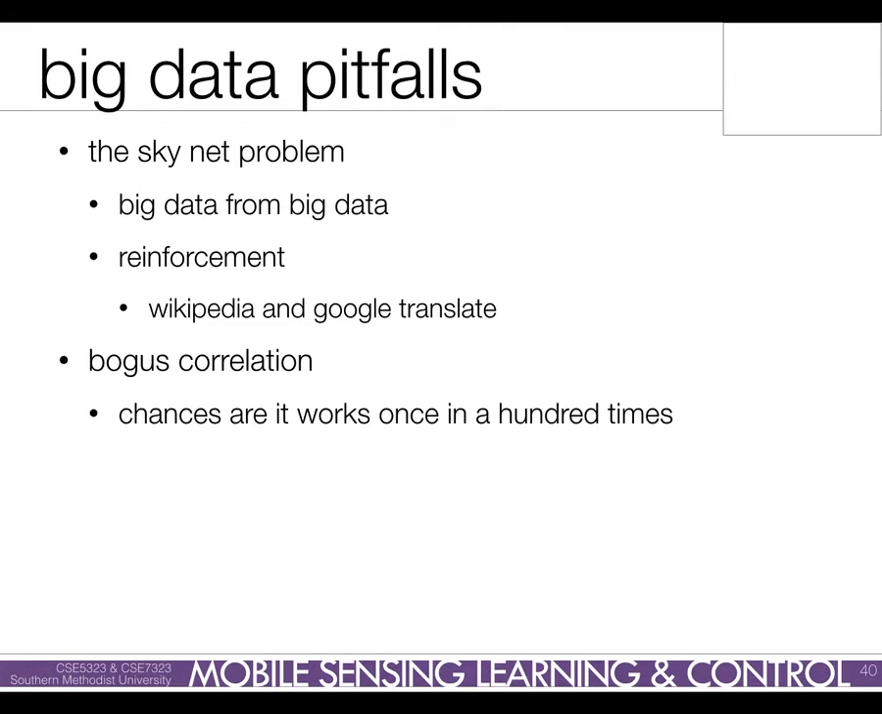Bogus correlation. This is my favorite one. So if you run 1,000 experiments and you're trying to look for a correlation between, I don't know, two different variables, all right? 999 times, you may get a correlation of almost 0 between these two variables. And one time, you might get a correlation that's like 0.7, just by chance, by randomly sampling from some data. You'll get a correlation of 0.7.